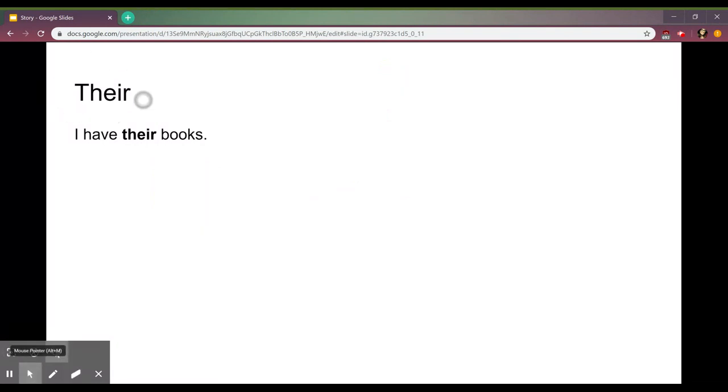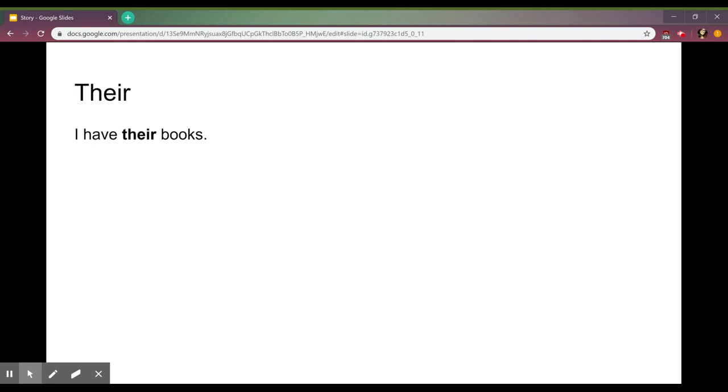Now we have T-H-E-I-R. When this is used in a sentence, it's like when you say, I have their books. So this there means like possession. When you're using this there, you're saying that something belongs to someone. Like when I say, I have their books, I have the books that belong to whoever they are. They are theirs.